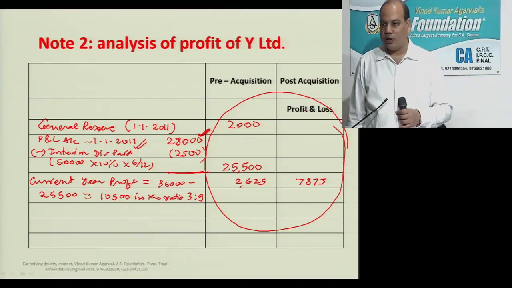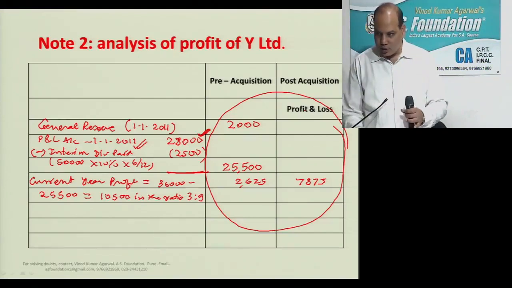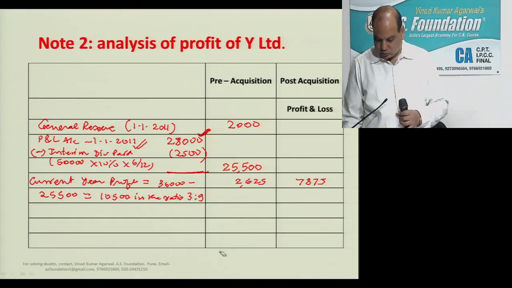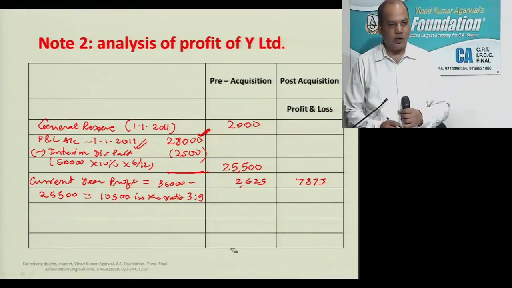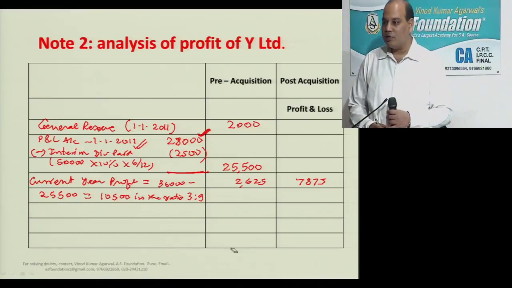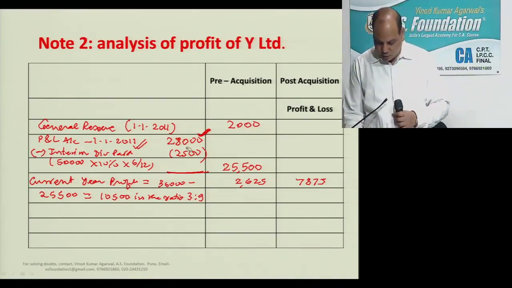So all I did was apportion the 36,000 in the pre and post columns. Is it matching? Nothing great, only that same 36,000 you have written. But there is a hidden adjustment here. What is that? This dividend is paid out of pre-acquisition profit.